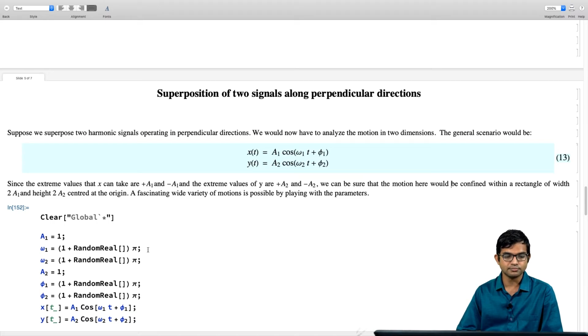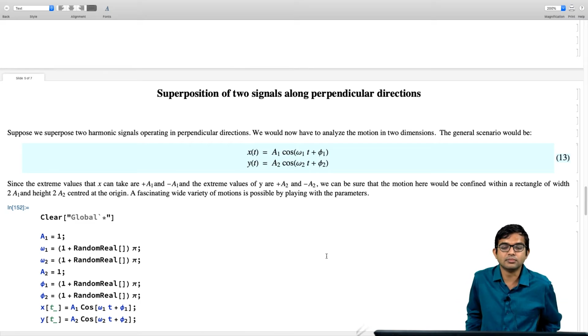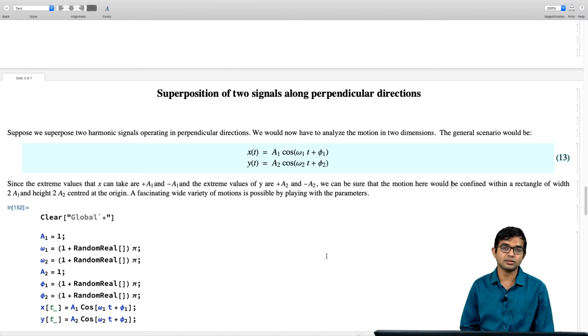So let's look at some random values of all the 4 parameters. a1 and a2 are less significant, so let me just start by putting them both to be 1. You can play with making a1 and a2 different. That will only get you a rectangle instead of a square. It doesn't have any dramatic consequences. So let's just put them to be 1. For starters, I'm going to take all these to be random: omega 1, omega 2, omega 3, phi 1 and phi 2. Let's see what happens.